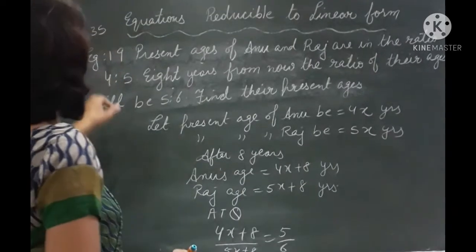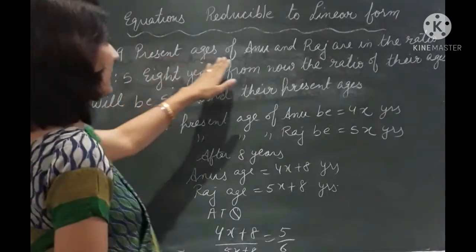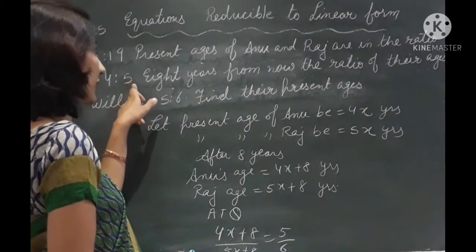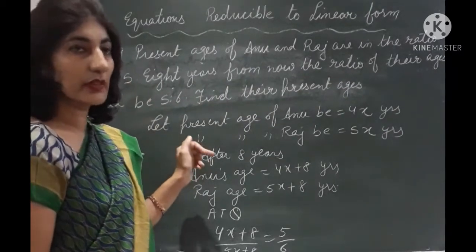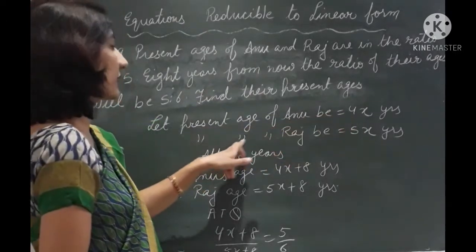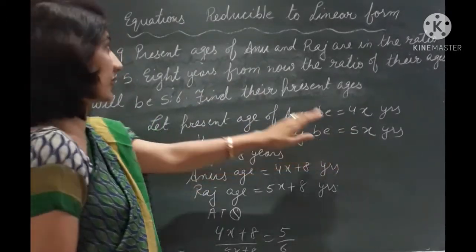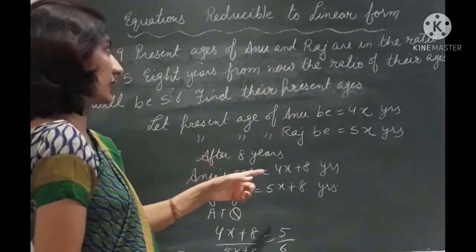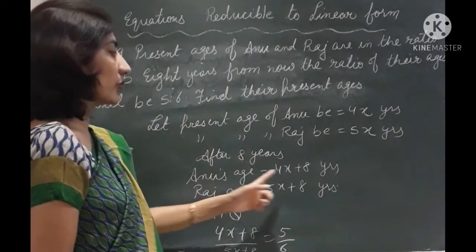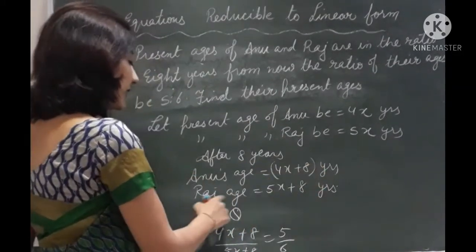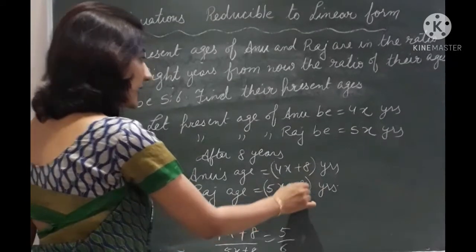Example 19 given on page number 35: Present ages of Anu and Raj are in the ratio 4:5. The ratio of the ages is given, so we will assume let the present age of Anu be 4x years and the present age of Raj be 5x years. 8 years from now means after 8 years. After 8 years, Anu's age will be, we will add 8 in Anu's age, it will be 4x plus 8 years, and Raj's age will be 5x plus 8 years.